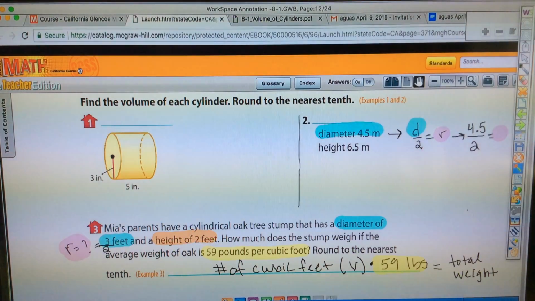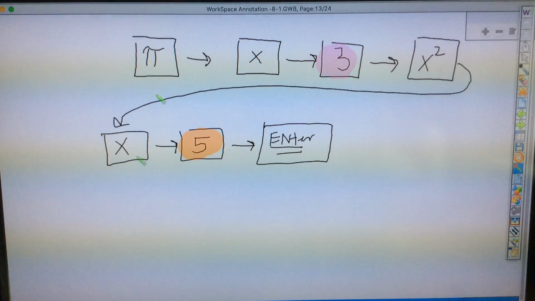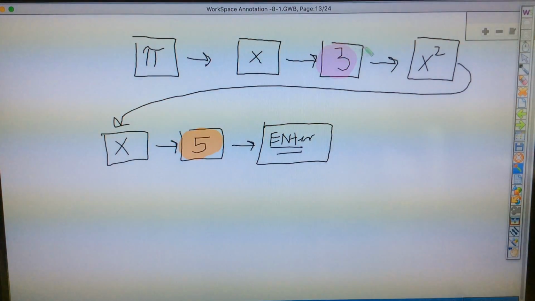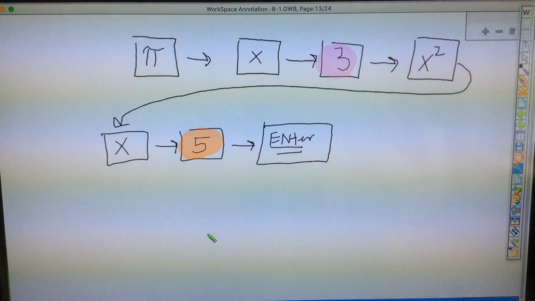Okay, just a couple others. By the way, here are the key commands. So pi times whatever your radius is, then x squared to square it, times whatever your height is, and then enter.